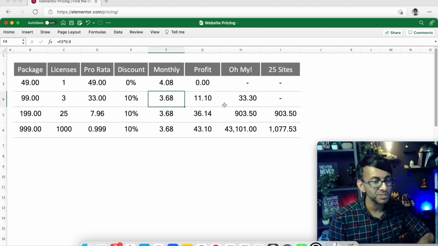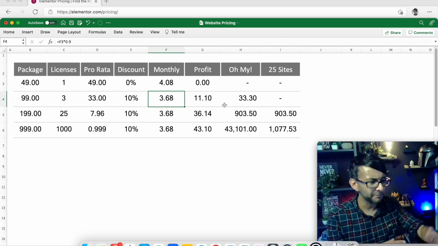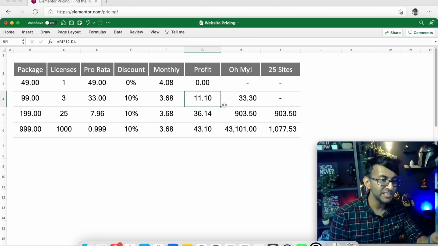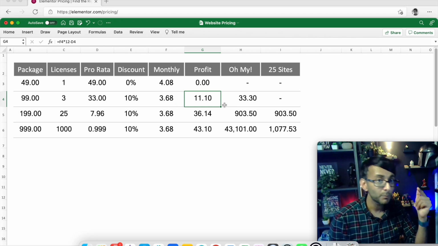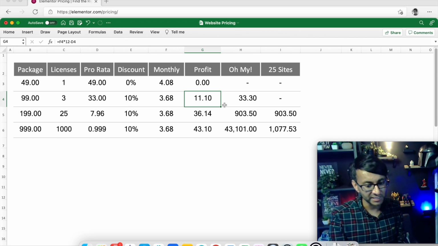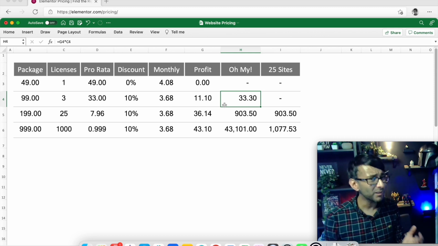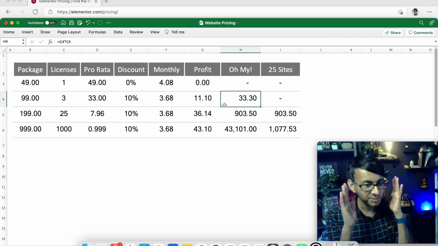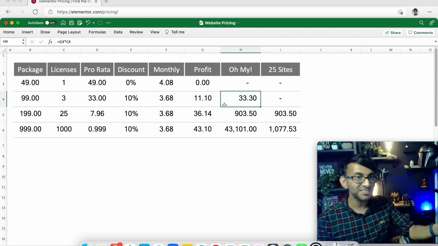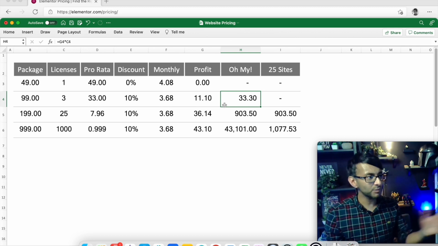So your monthly cost is now $3.68 or whatever it is, times 12. Yeah, 10% off $49. If they pay that at the end of the year, you will have made $11.10 profit. And if you use up all 3 licenses at the end of the year, you will have made $33.30 profit. Doesn't sound like a lot, but this is simple, easy business sense. The client is actually getting Elementor Pro for a discounted cost, but you're making a profit off it because you bought a package. So no one loses out.